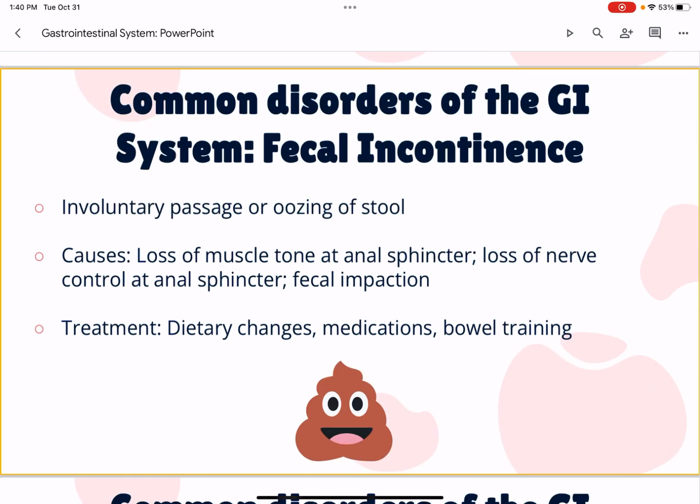Fecal incontinence is involuntary passage or oozing of stool. Causes include loss of muscle tone at the anal sphincter, loss of nerve control at the anal sphincter, and fecal impaction. Treatment includes dietary changes, medications, and bowel training. The goal of bowel training is to have bowel movements on a regular schedule. It's done by stimulating a bowel movement with a suppository.